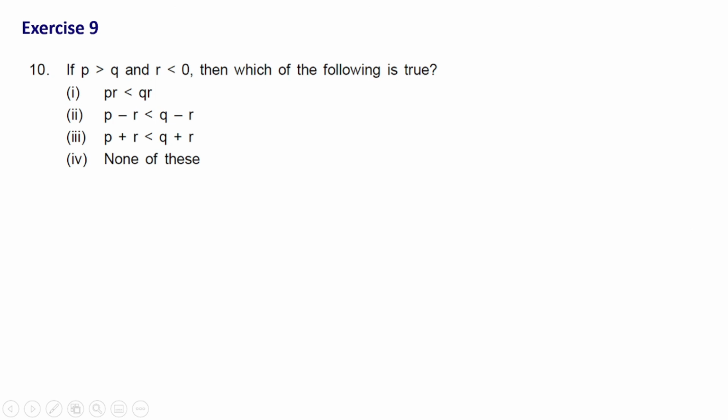The last question, if p is greater than q and r is less than 0, then which of the following is true? Now we have seen in the properties, when we multiply both sides of an inequality by a number which is negative, then the sign of the inequality changes. So r less than 0 implies pr will be less than qr. So the correct option is option 1.